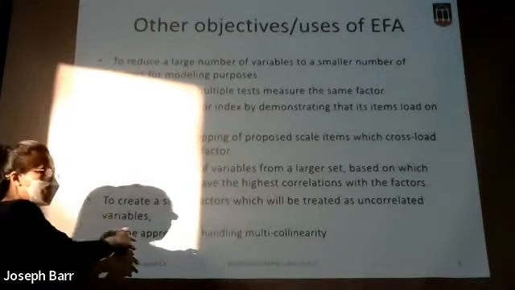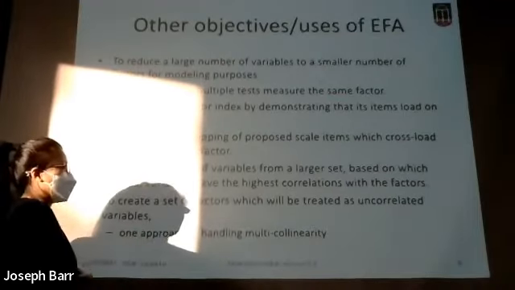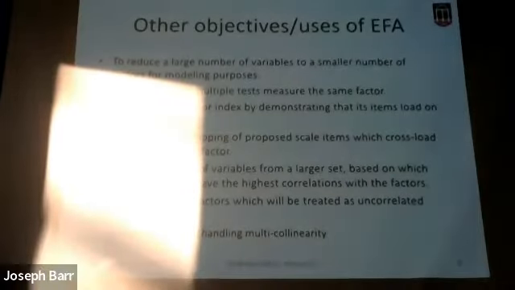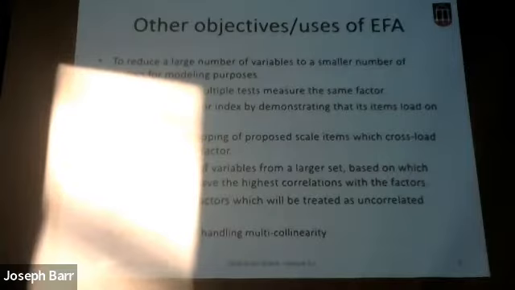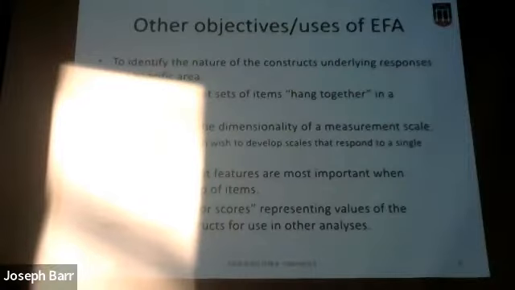Then we have two types of factor structures: orthogonal and oblique. Sometimes we allow correlations between these factors, but sometimes we're gonna assume that these are independent, uncorrelated. In this case, we can just deal with the multicollinearity. And I list other objectives. All of these are our goals: to identify the nature of the construct underlying responses in a specific area. This is also very important.